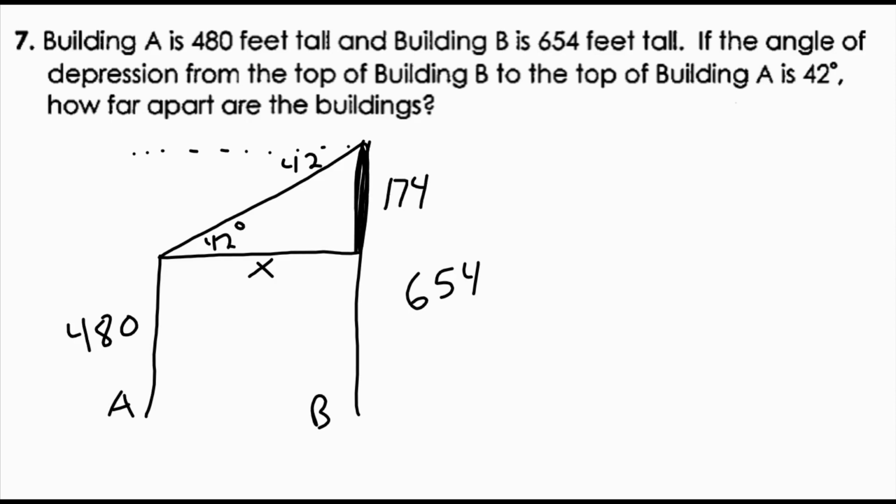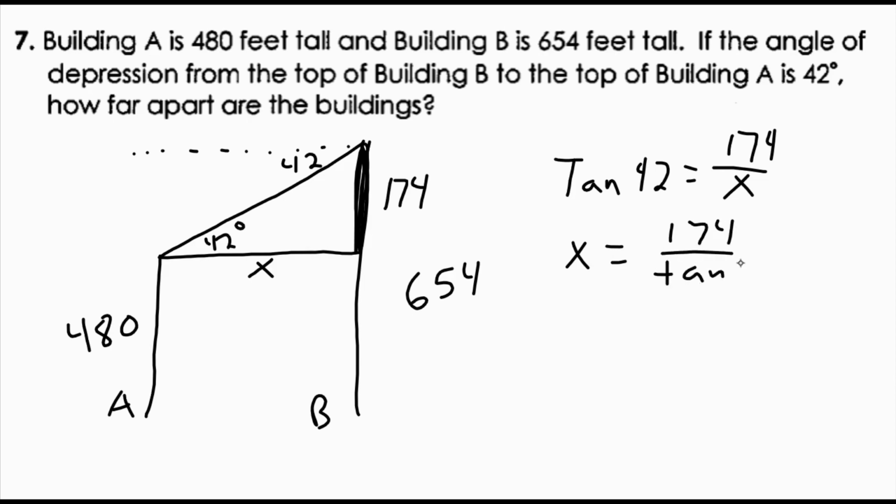Now I can use 42, the side that's opposite and the side that's adjacent, which I would use tan. So tan 42 is going to be equal to 174 over x. I'll multiply by x, divide by tan 42. So x is going to be equal to 174 over tan 42. When I plug this into my calculator, I will get x is equal to 193.2 feet. So the buildings are 193.2 feet apart.